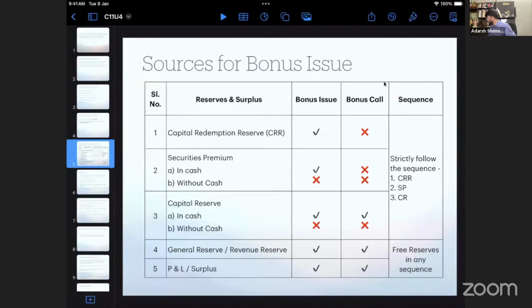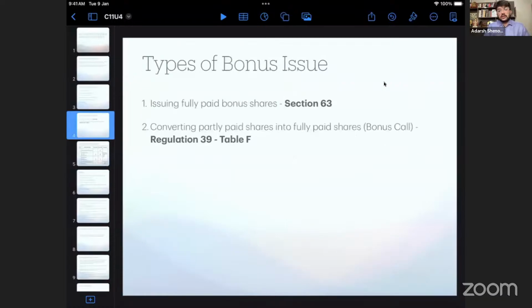We also discussed the Companies Act provisions for this. Which section of the Companies Act deals with the bonus issue of shares? This is discussed under section number 63 of the Companies Act 2013.